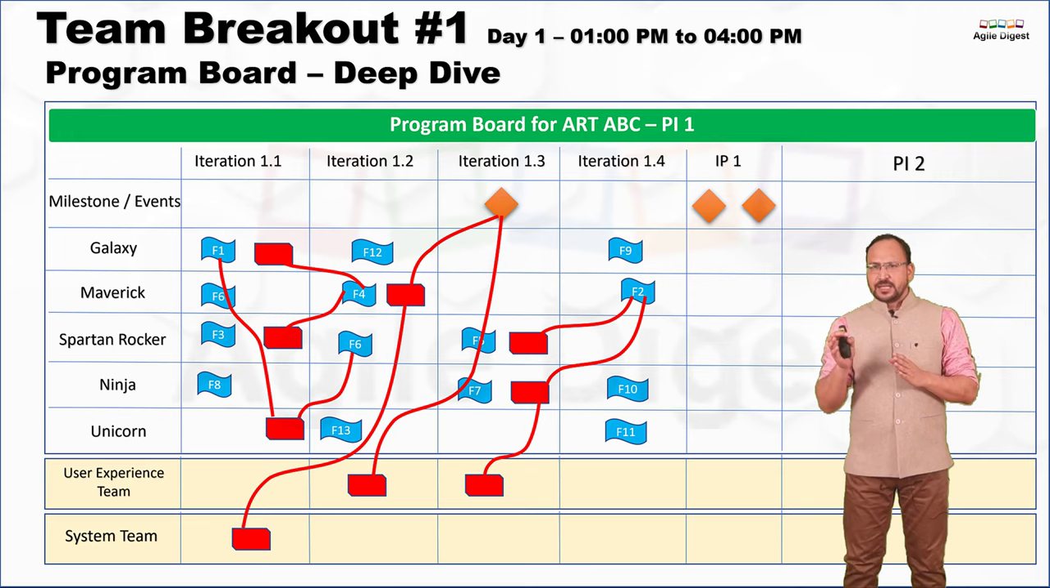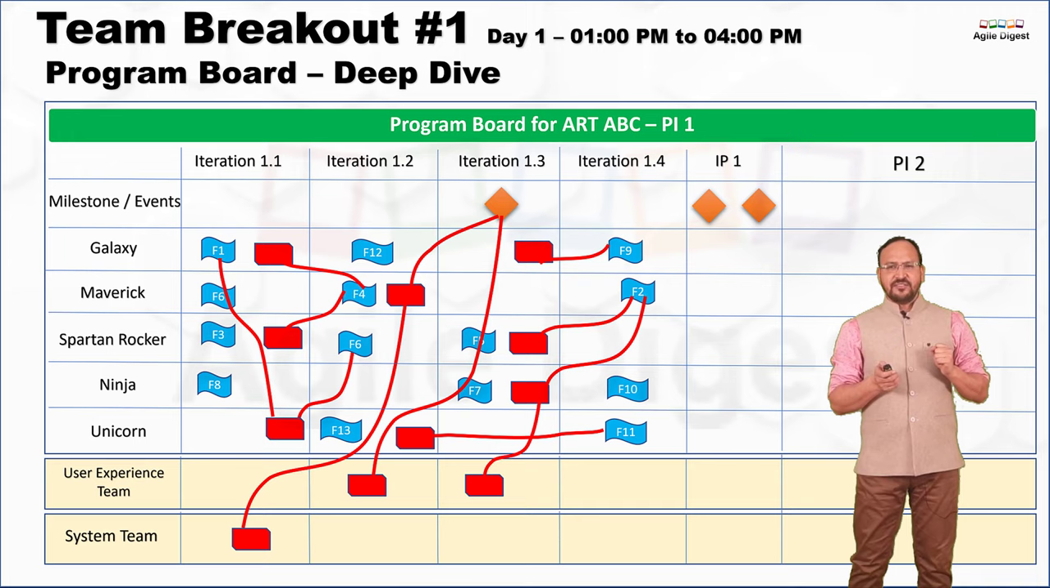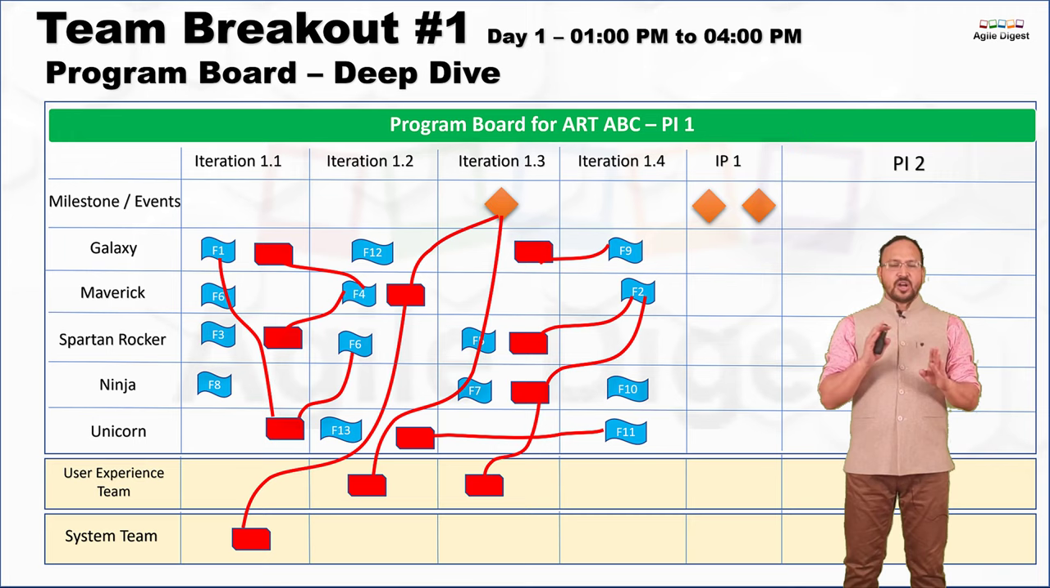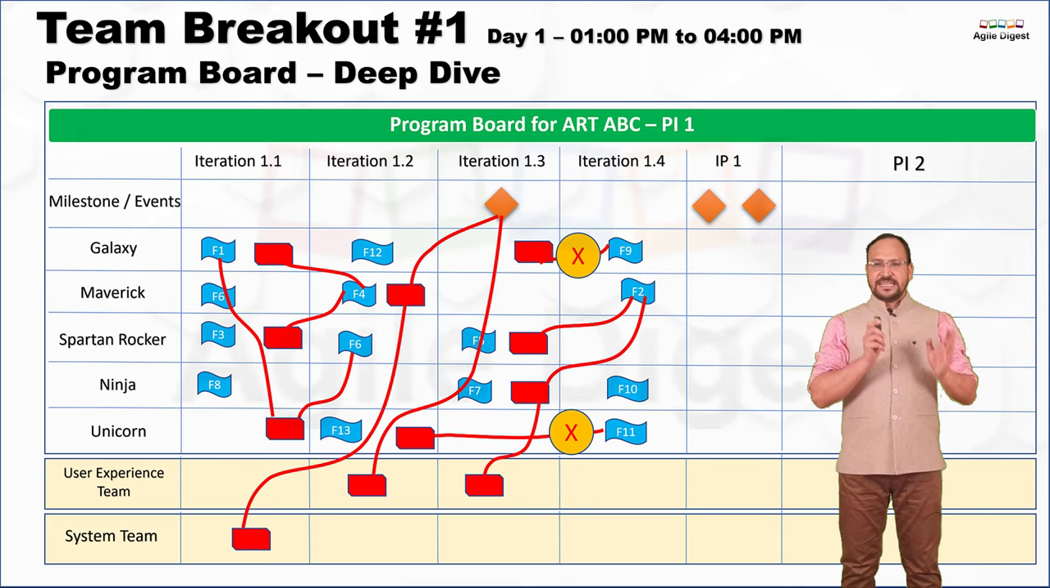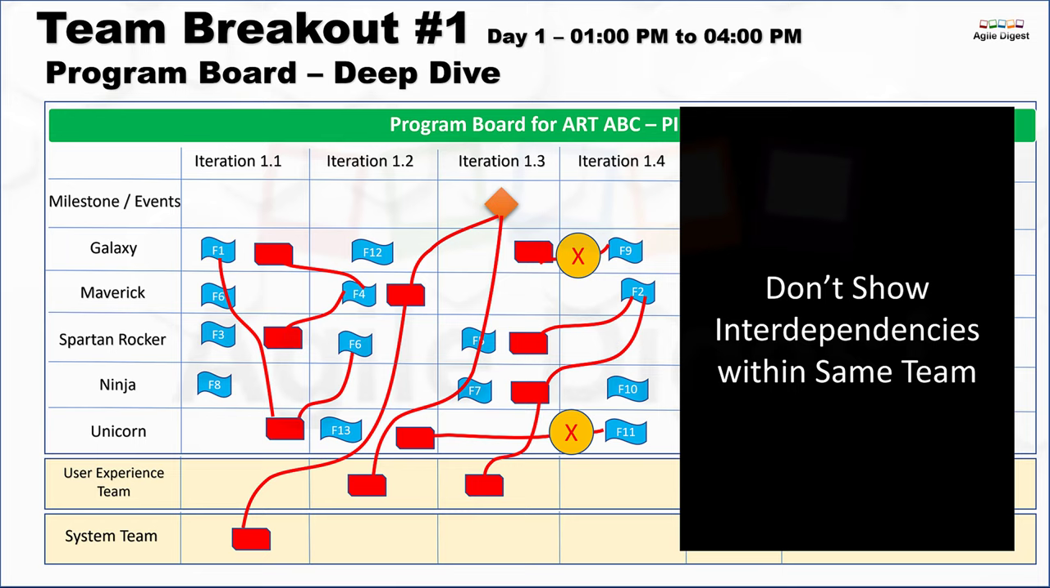Okay, now we'll jump into another topic where we can see multiple features, or a couple of features, have marked some dependencies like this. If you see F9 and maybe F11, yes, F9 and F11, they also have some dependencies, but here the dependencies are mapped within the same team. You should not mention the dependencies in the program board if they fall under the same team. Dependencies are required to be highlighted in the program board only if they are with other teams within your program. So don't show interdependencies within the same team.